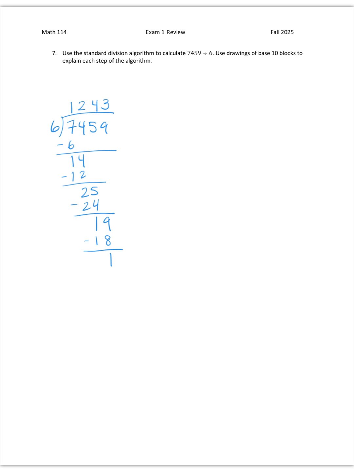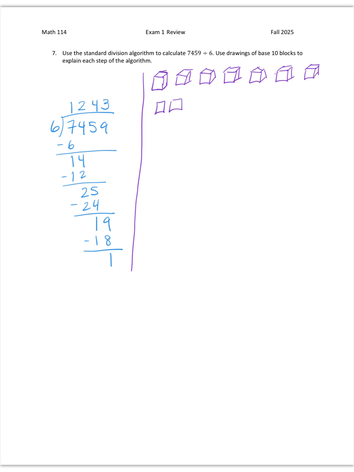Now I'm supposed to explain all of the steps of this algorithm using base 10 blocks. So let's draw out the base 10 block situation. So I have 7,459. So that's 7 cubes, 4 flats, 5 longs, and 9 ones.